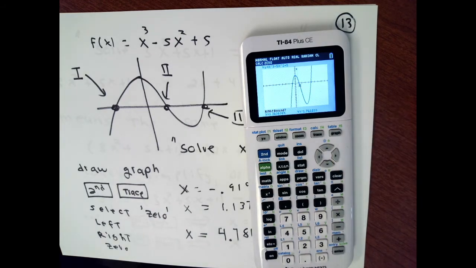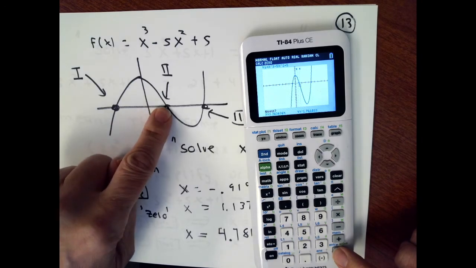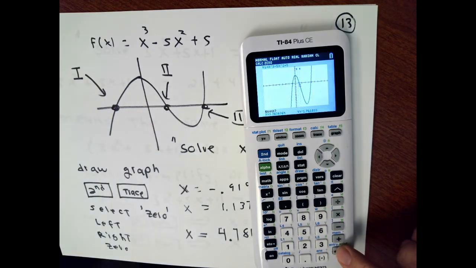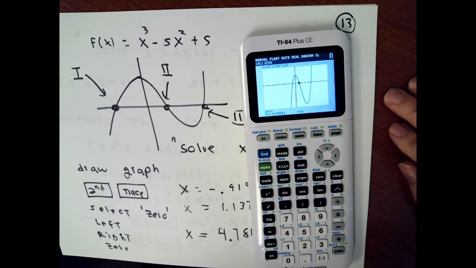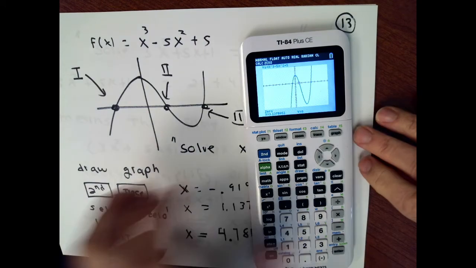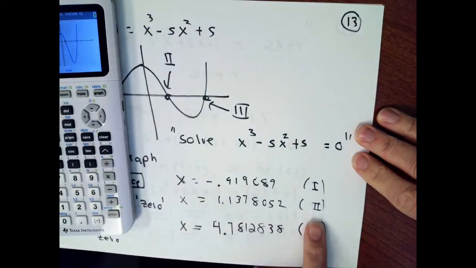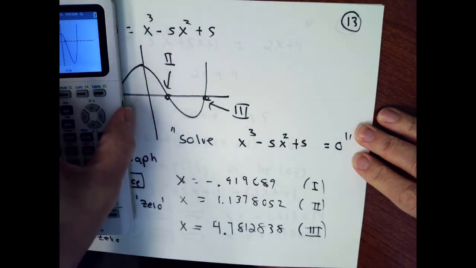That should work fine. Enter. And then it needs a guess. My right bound looks to be a pretty good estimate for the solution that I'm looking for, this second one. So I'll just press enter again, and shortly it comes back and tells me that x is 1.1378 some odd, which is my second solution.